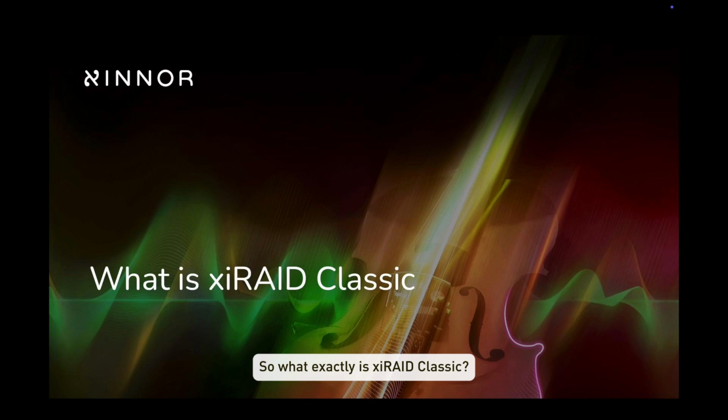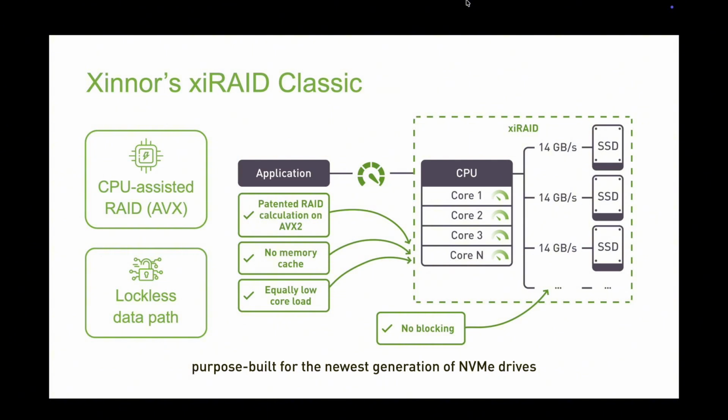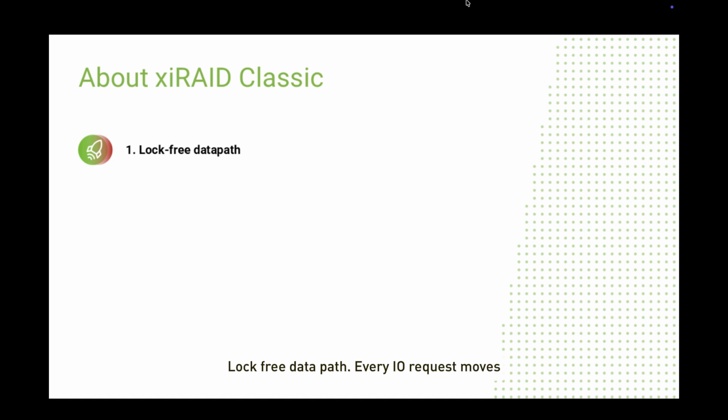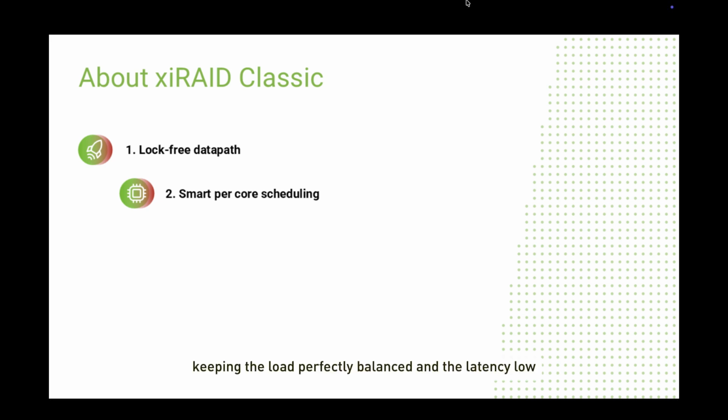So, what exactly is xiRAID Classic? Think of it as a high-performance, software-defined RAID engine purpose-built for the newest generation of NVMe drives, including those riding on PCI Express 5 today and PCI Express 6 tomorrow. 1. Lock-free data path. Every I/O request moves straight through the pipeline without global locks, eliminating the stalls that plague traditional RAIDs. 2. Smart per core scheduling. xiRAID maps work intelligently across CPU cores, keeping the load perfectly balanced and the latency low even under extreme parallelism.